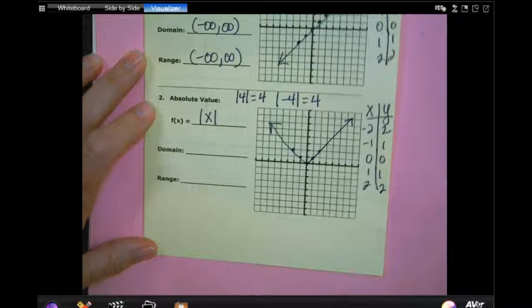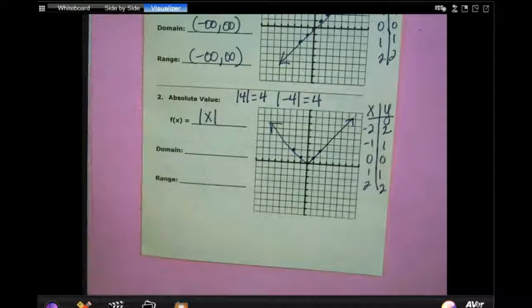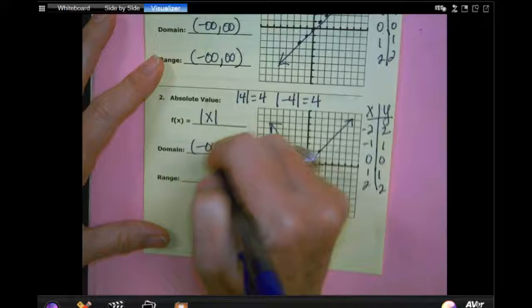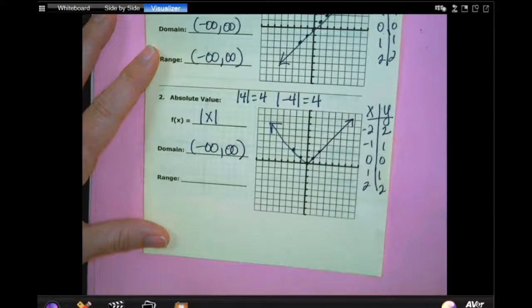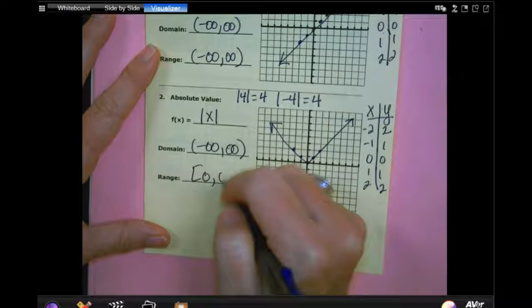It's symmetric around which axis? The y-axis, which means I can fold it in half over the y-axis. Also, where's the vertex? 0, 0. So the domain of this is -infinity to infinity, and the range, which is bottom to top, would be 0 to infinity.